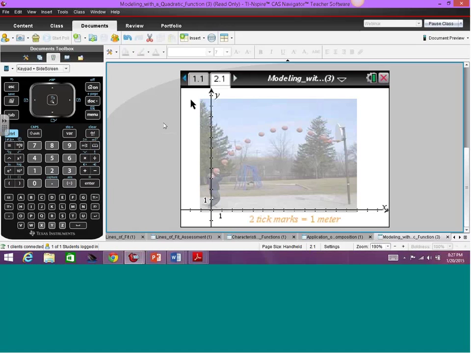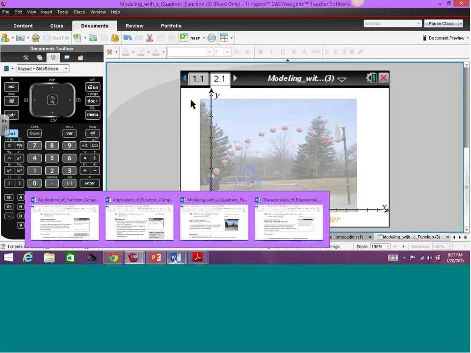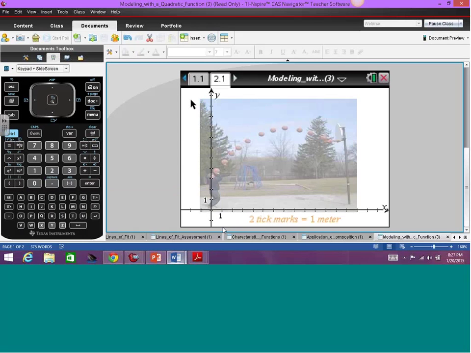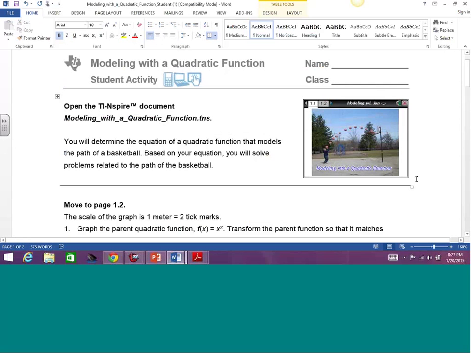With this lesson in particular, I really do suggest giving them the student document that goes along with it. So I'm going to show you that student document. I believe this is it. Okay, this is the student document. And the reason I say to give them this is because it really steps them through all different kinds of questions that go along with it.